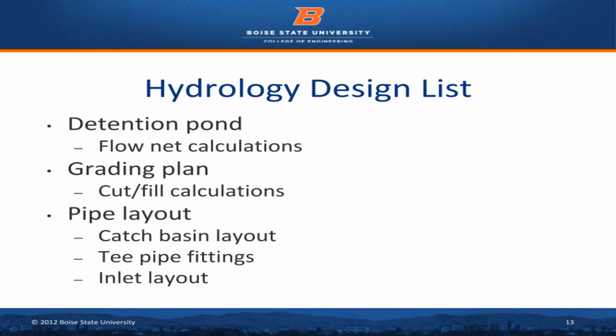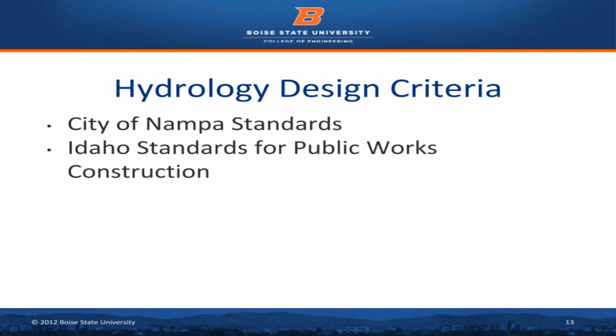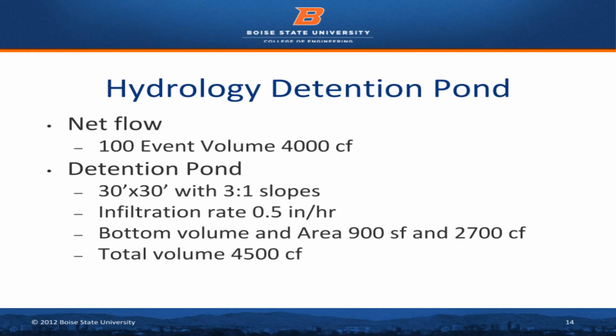The next slide. So our design criteria was based off of the City of Nampa standards and the Idaho Standards for Public Works Construction handbook, which I believe we used the 2017 version, which is the most current version that we could find. So the first set of calculations that we did was the net flow for the 100-year event, which we determined to be about 4,000 cubic feet of water.